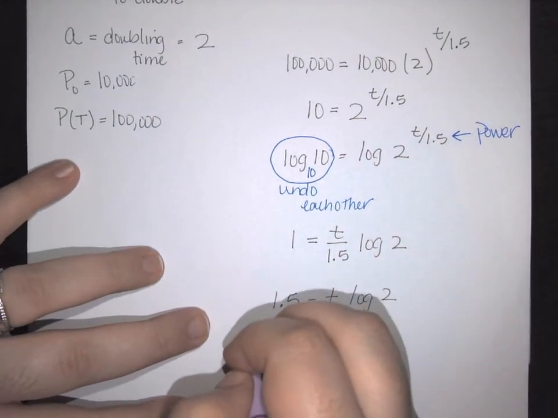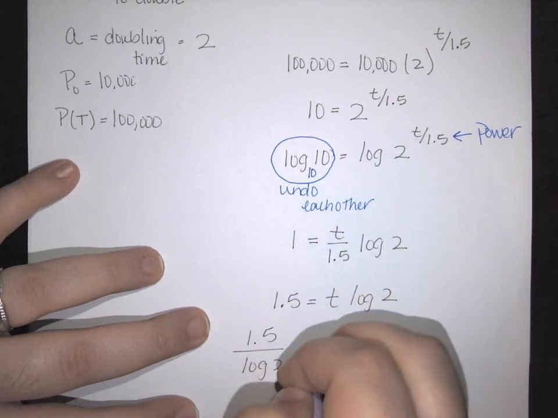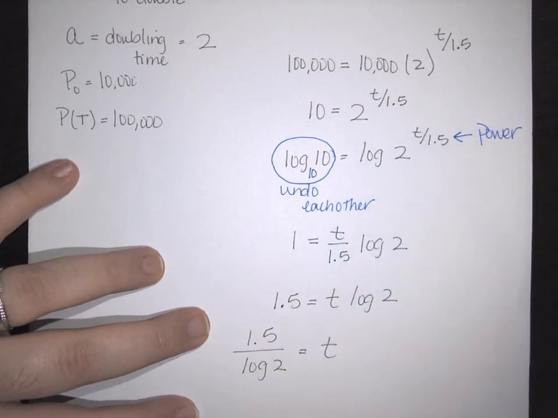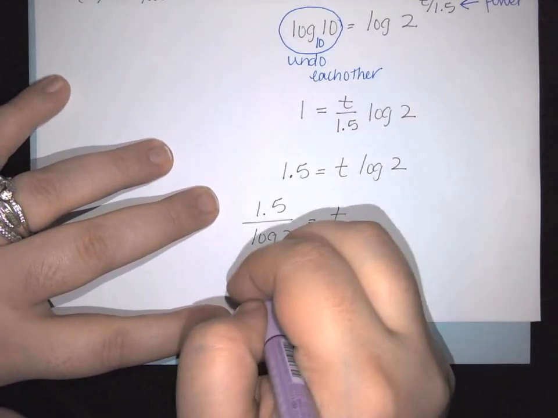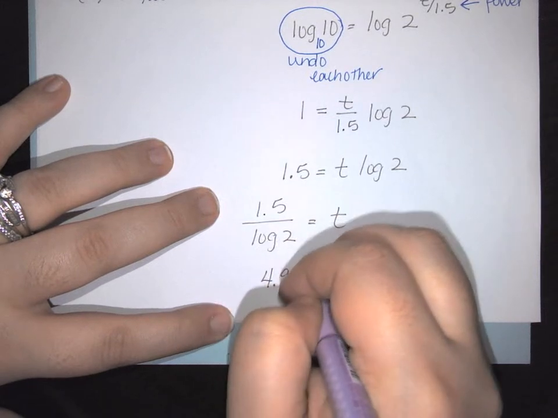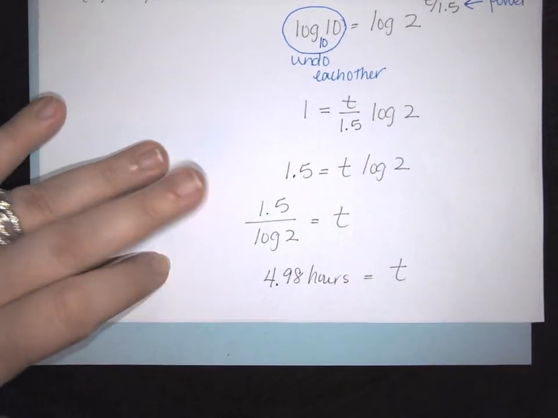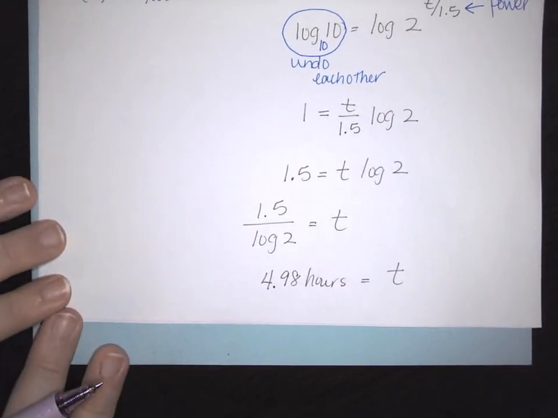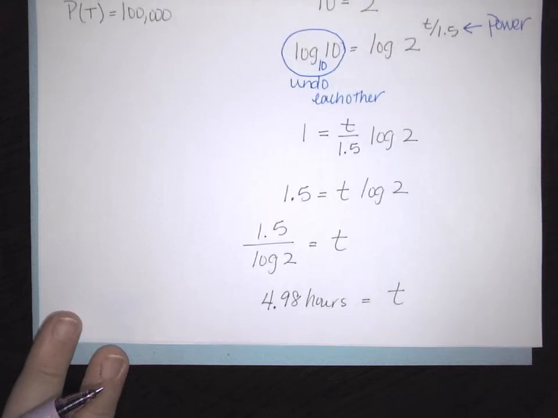So I'm going to divide. I have 1.5 over the log of 2, and it's going to give me my t value. So in this case, we are going to have that 4.98 hours is my t. And that's all there is to that one.